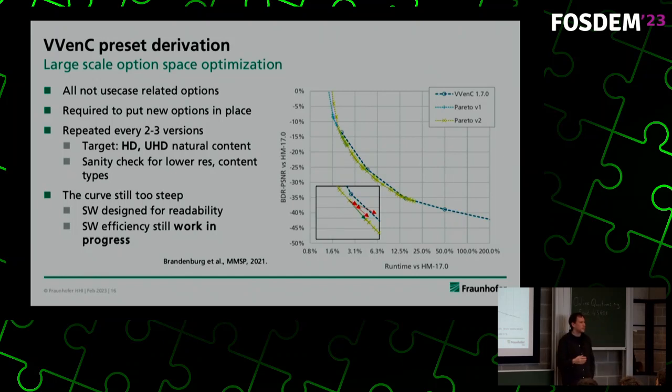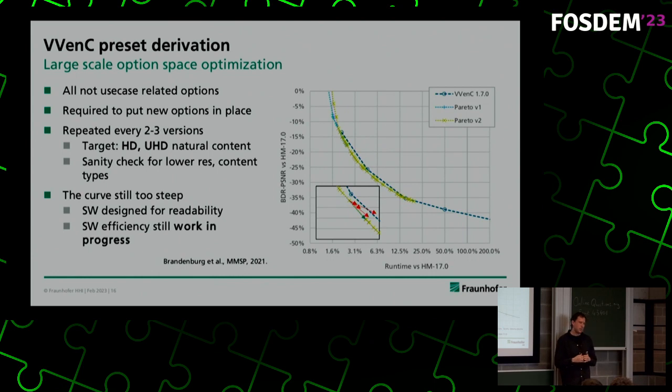How do we derive those presets? From an academic point of view, this is actually done in a very interesting way. We take all not use case related options of the encoder, and we do large scale optimization. We start with a very simple, very fast working point, and then we try to derive which option should be changed as the next one. And this is always the option which basically gives incrementally the next best working point, right? And this is a huge optimization. It takes really a lot of compute time.